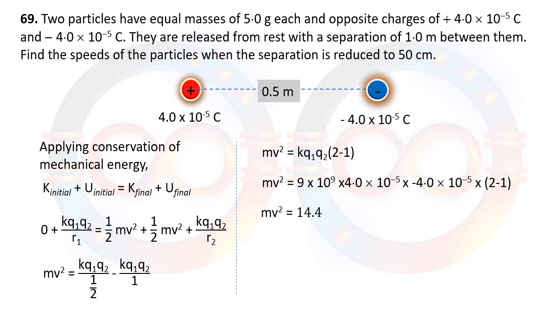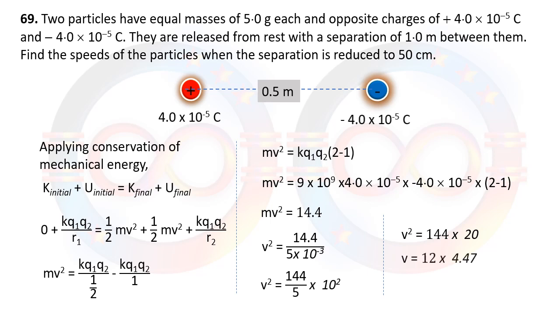If we put all the values, we get mv square is equal to 14.4. Now m is given as 5 gram, so v square is equal to 14.4 upon m, that is 5 into 10 raised to minus 3 kg. We simplify it more, and the value of v which we get is root over 144, which is 12, and root under 20, which is nothing but 4.47. After multiplying, it will be around 54 meter per second, or 53.64 meter per second to be more precise. So this was question number 69.